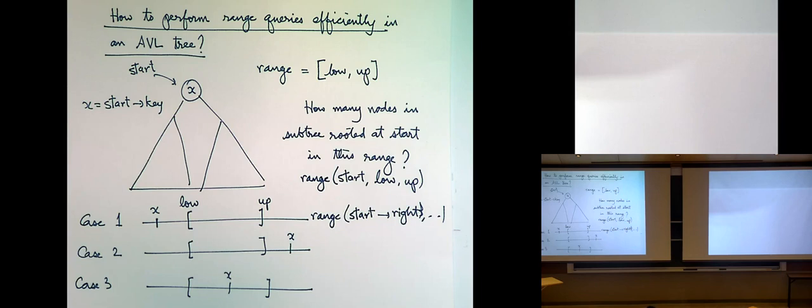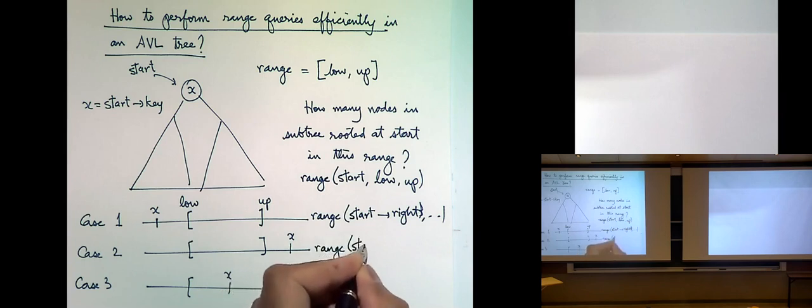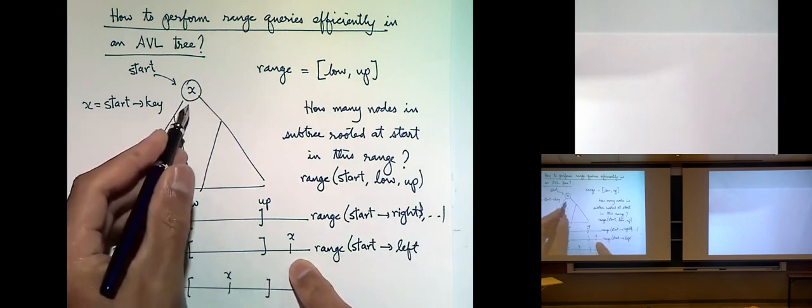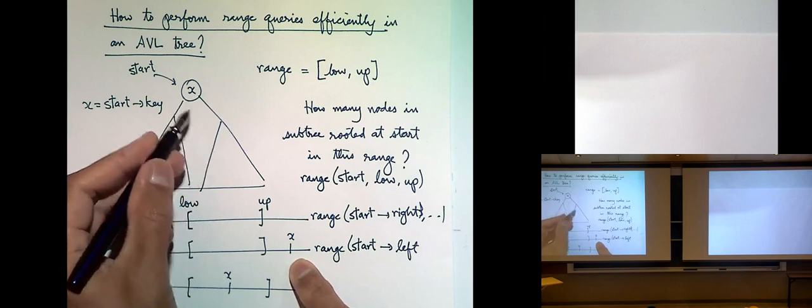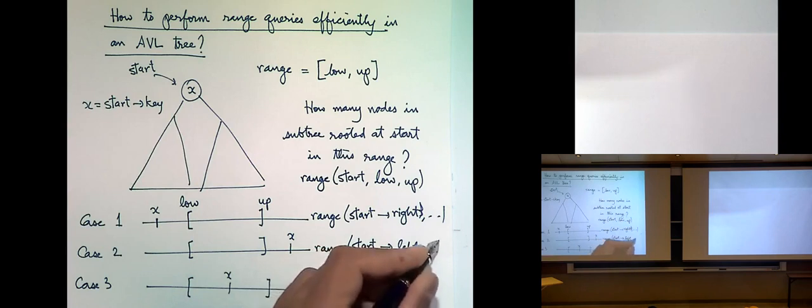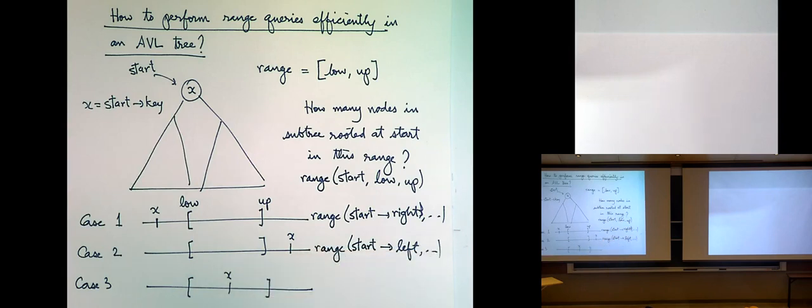So what happens in case 2 is you do range on start arrow left, because everything in the right subtree of x is going to lie here, and so it's not going to lie in your range. Does that make sense? If you think about what makes binary search efficient, it's because binary search makes one recursive call either to the left half or the right half, and therefore it's logarithmic time. Something similar is happening here. It's making one recursive call, only going down left or going down right.